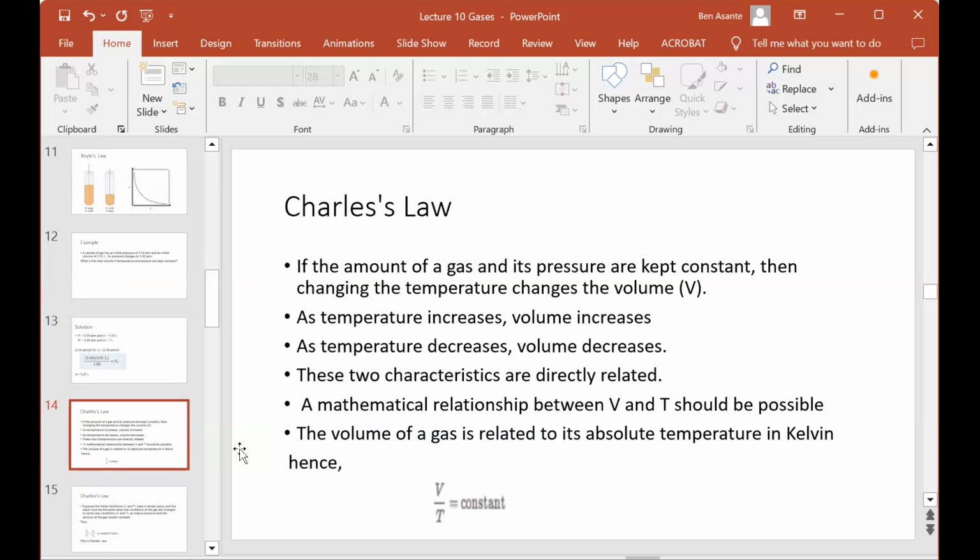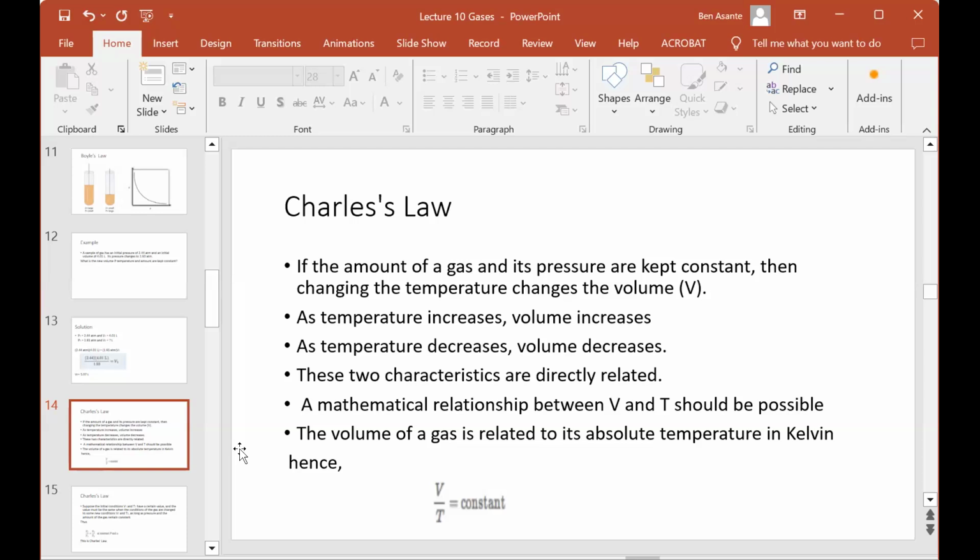Then we come to Charles' law. If the amount of a gas and its pressure are kept constant, then changing the temperature changes the volume. All right. For Boyle's law, you keep the number of moles and the temperature constant. For Charles' law, you keep the pressure and the number of moles constant. V1 over T1 equals V2 over T2. The volumes are directly proportional. Volume is directly proportional to temperature. For Boyle's law, the pressure is inversely proportional to the volume. But for Charles' law, the volume is directly proportional to the temperature.